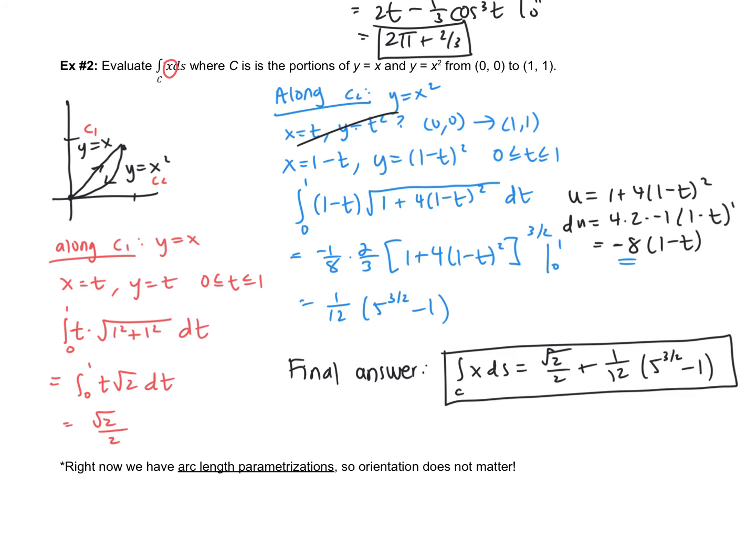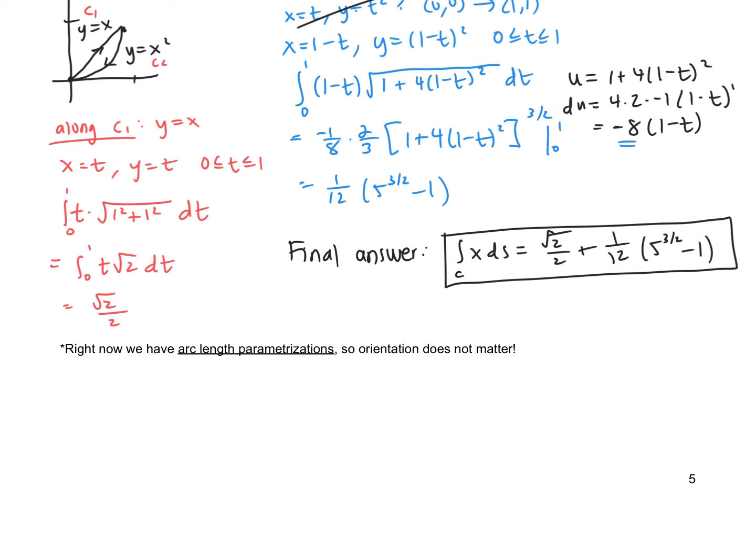Okay, as a quick note, right now we have what are called arc length parameterizations. So what that tells us is that orientation, actually, I'm sorry to tell you, doesn't matter. This is very important though. Orientation is going to matter later. And we will talk about when that is.